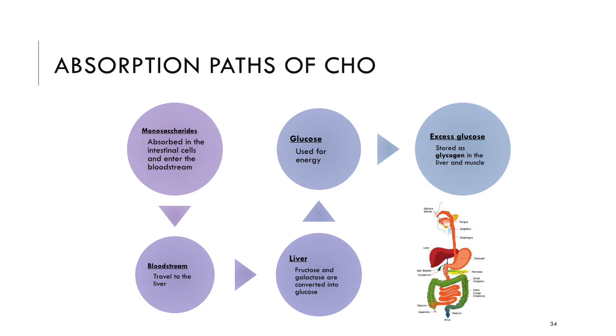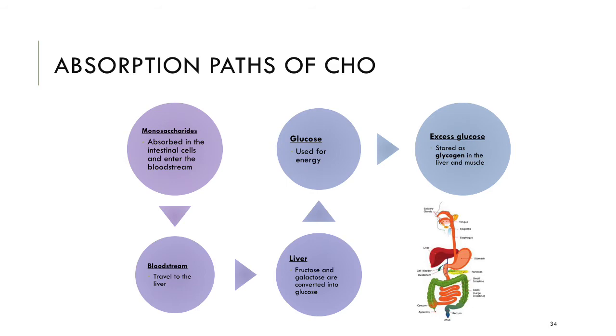Like I mentioned earlier, when monosaccharides are formed after digesting all the polysaccharides and disaccharides in the small intestine, these monosaccharides become small enough to be absorbed in the intestinal cells and enter into the bloodstream. The blood will bring all these monosaccharides to the liver. In the liver, the fructose and the galactose are converted into glucose.